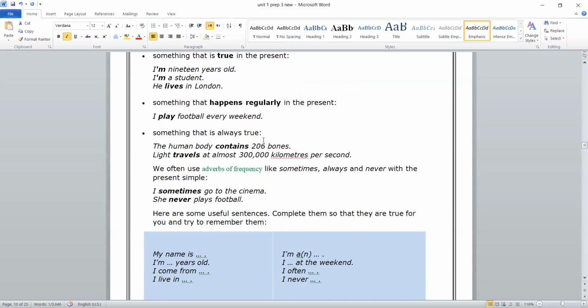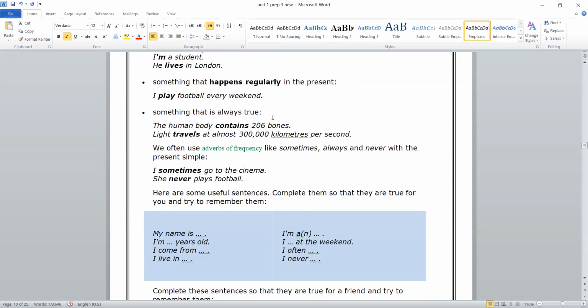Also, we use the present simple to express something that is always true, in other words, when we talk about facts. When I say, the human body contains 206 bones, this is a fact. Light travels at almost 3,000 kilometers per second. This is a fact. The Earth orbits the sun once a year. This is also a fact. Wood floats in water. This is also a fact.